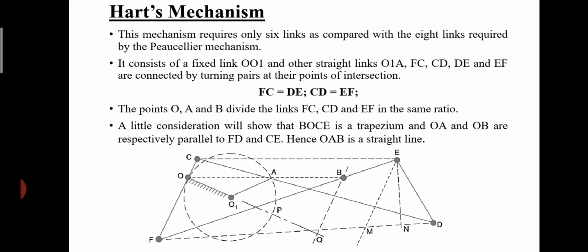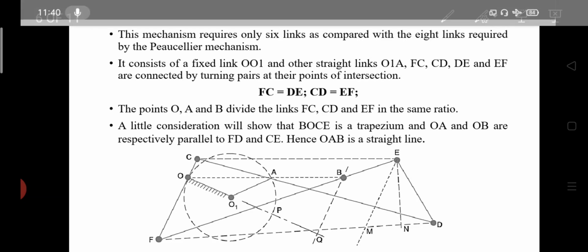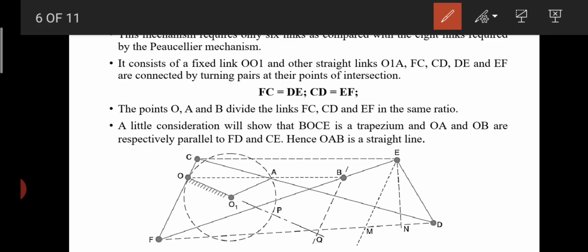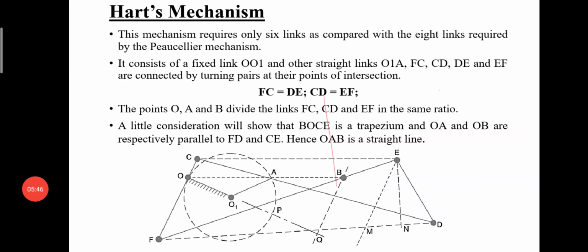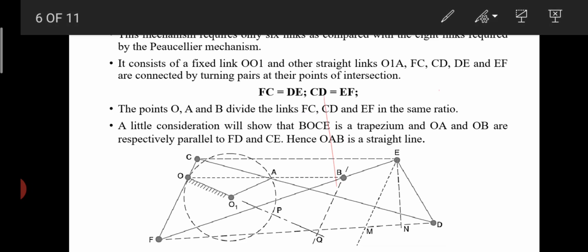It consists of a fixed link OO1 and other straight links O1A, FC, CD, DE, EF, connected by a turning pair at the points of intersection.